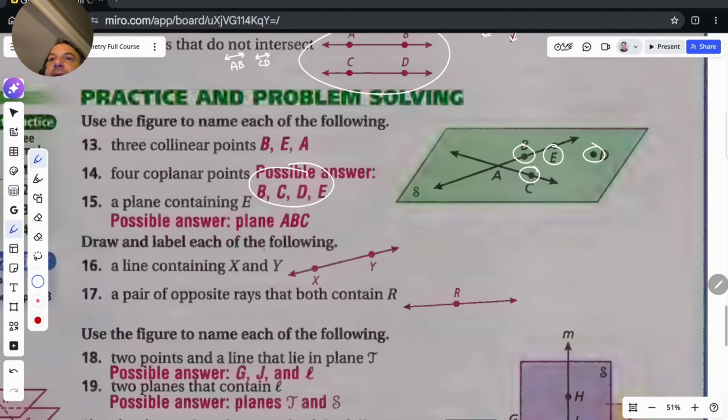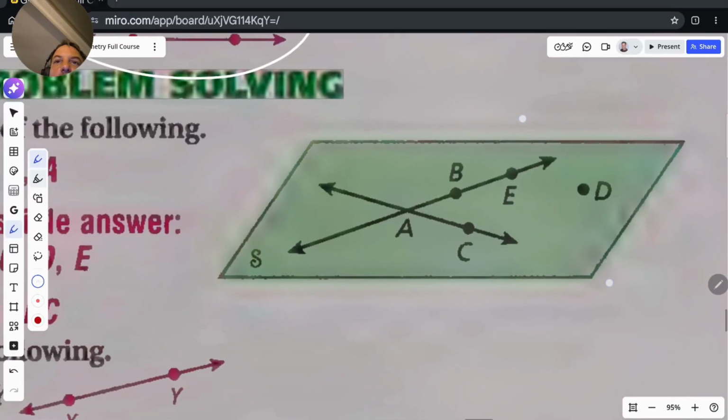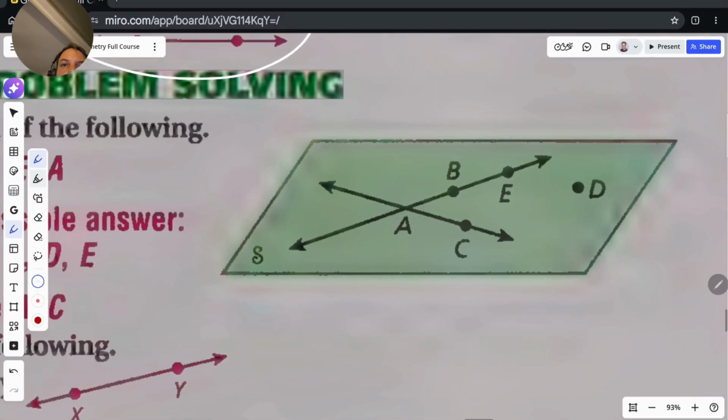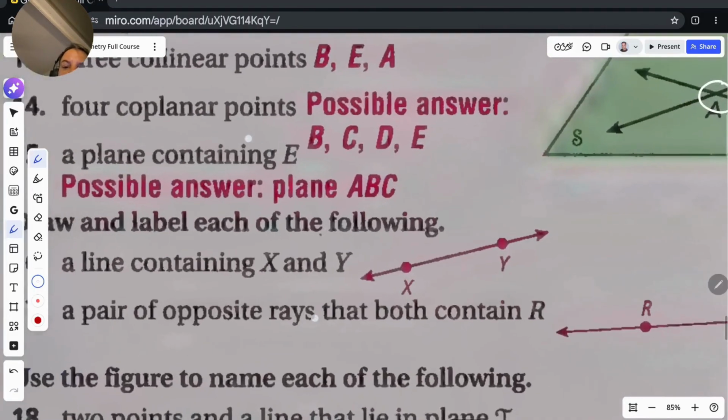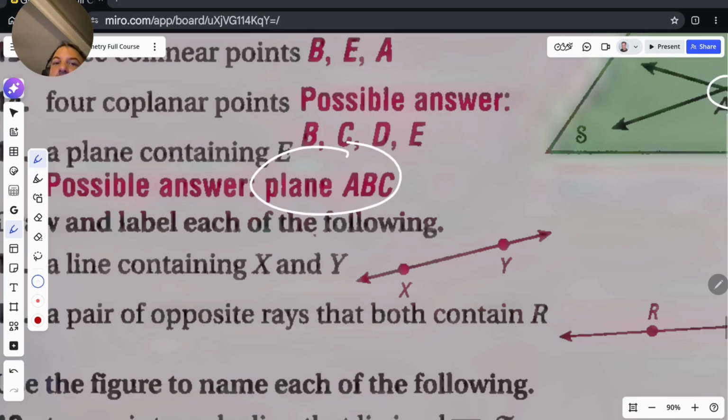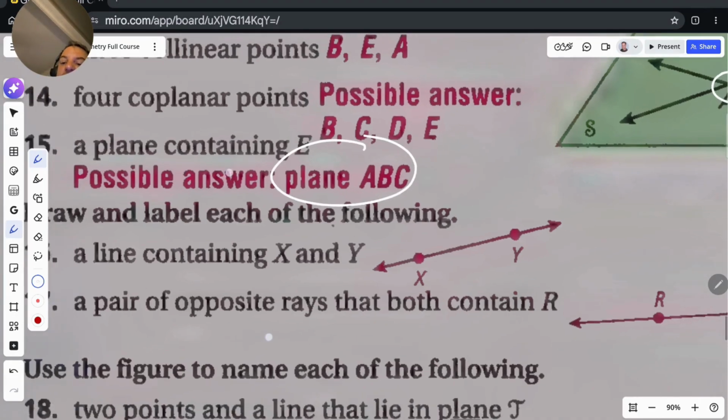Question 15, a plane containing E. Now the parallelogram in the figure here contains E, and we can name it by any 3 of its non-collinear points, for example, A, B, and C. All right, so A, B, C is our possible answer. On to the next part.